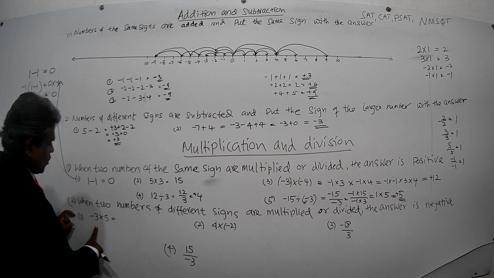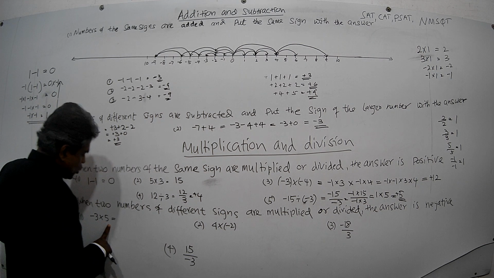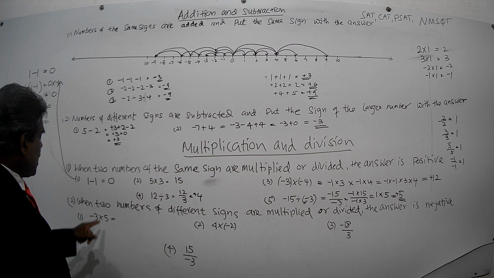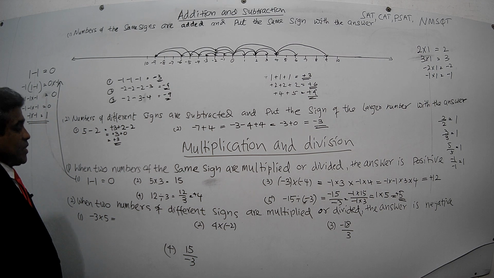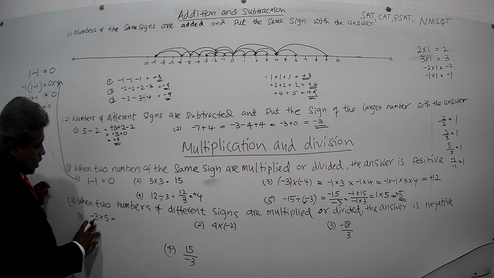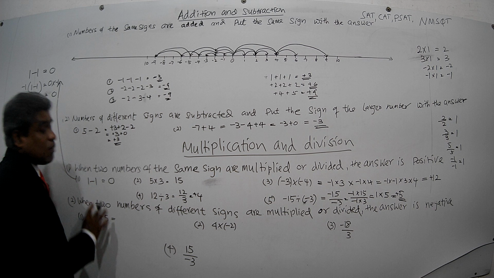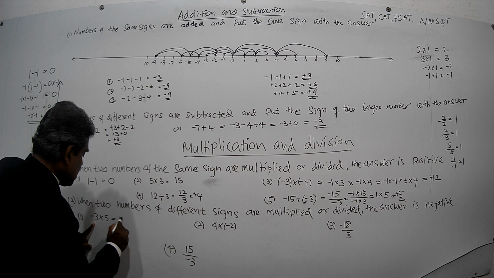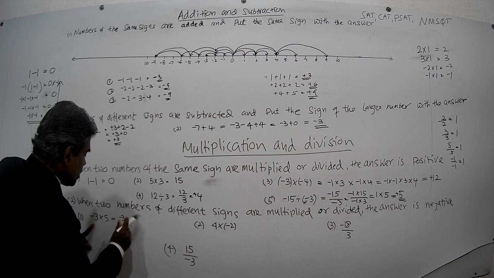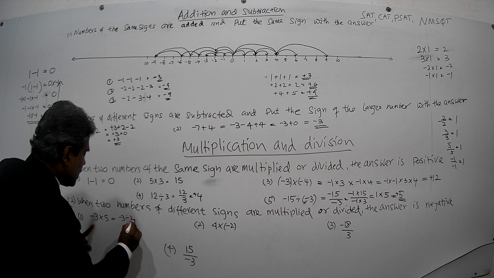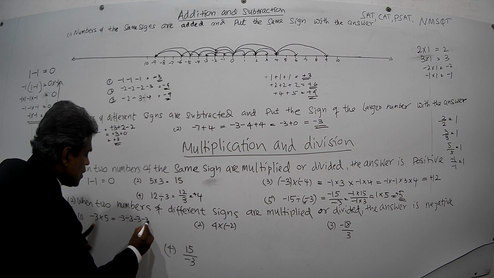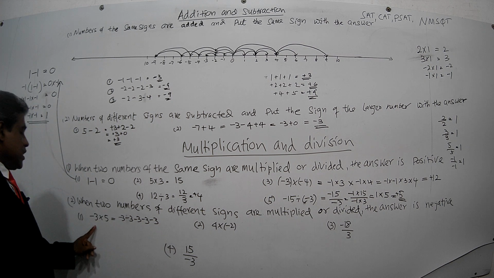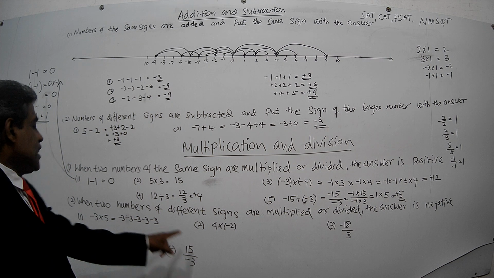Now look at this first example: multiplication of one negative number and one positive number. Minus 3 multiplied by 5. What does this mean? Minus 3 into 5 means 5 minus 3's, so this can be written as minus 3, minus 3, minus 3, minus 3, minus 3.